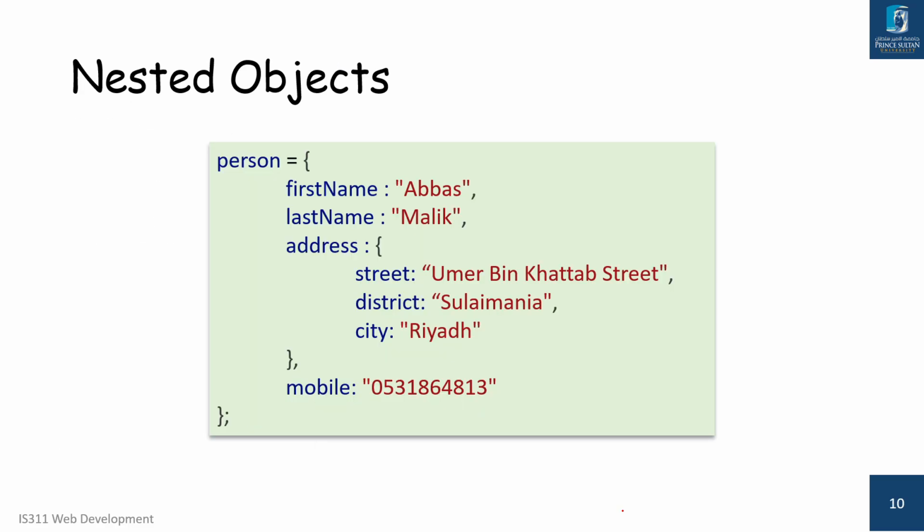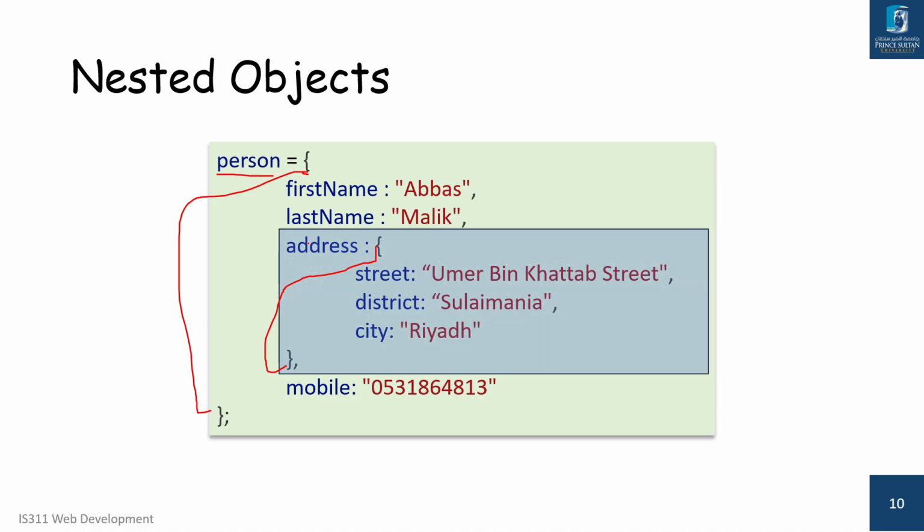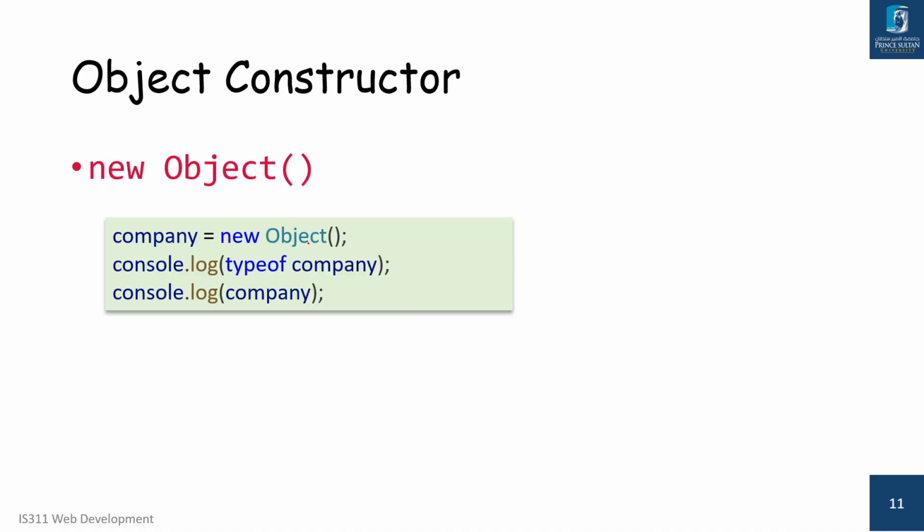Then we also have nested objects. We can create nested objects as well. For example, we have a person, and this is the opening and closing of that object. Inside, I create another object with the name address, and inside the address we have a street, district, and so on. Okay, so this is the nested object that you can see. We can access those objects using dot notation.